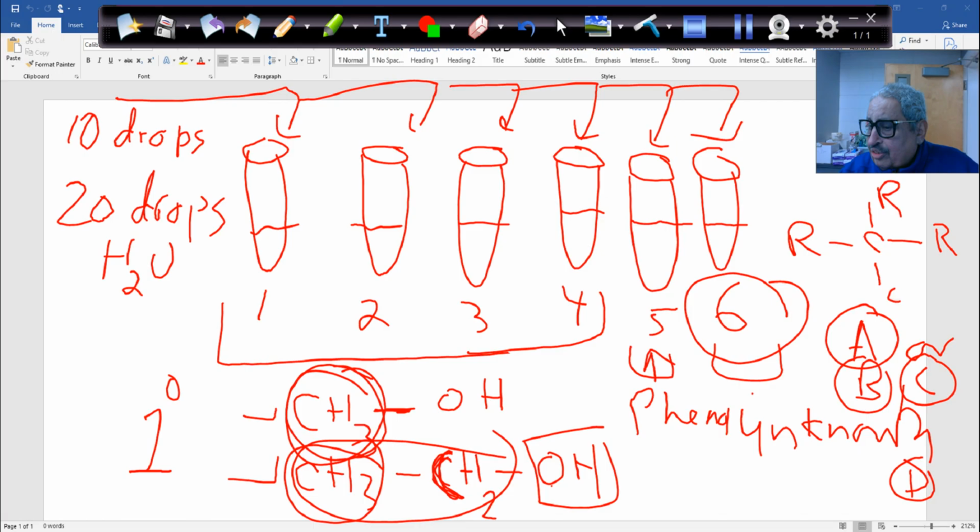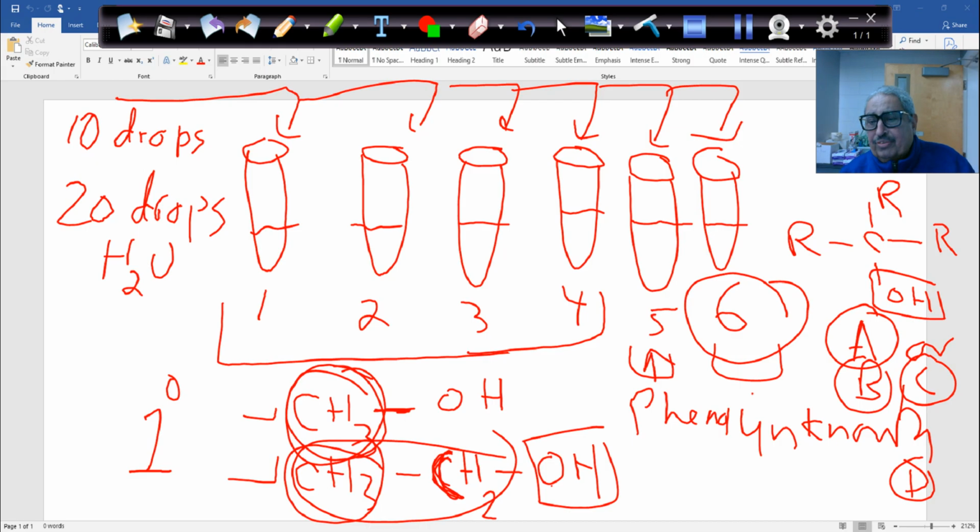That's tertiary. OH is here, correct? Three groups, so the solubility will be very limited. Depending on the R size, it will not be soluble. Correct? So that's the first solubility test. Okay, guys? Everybody agrees? Let's do the other one.